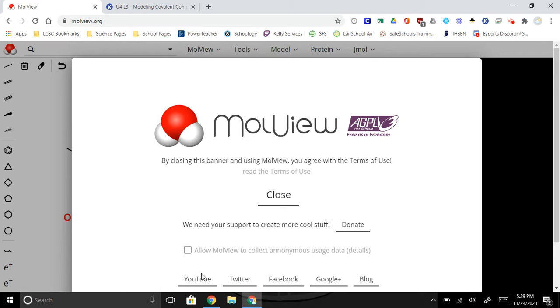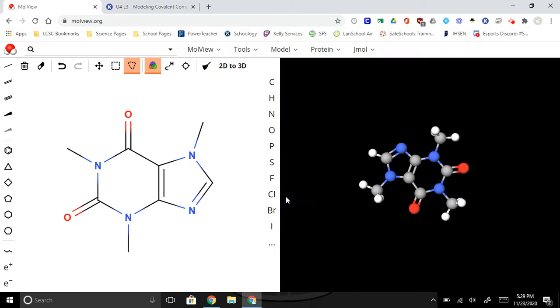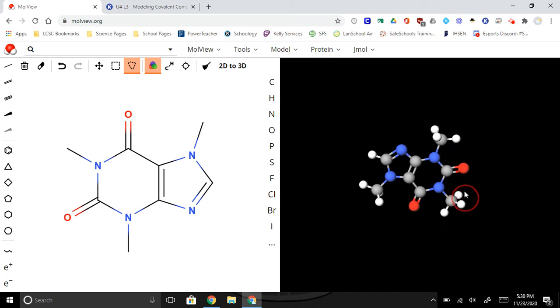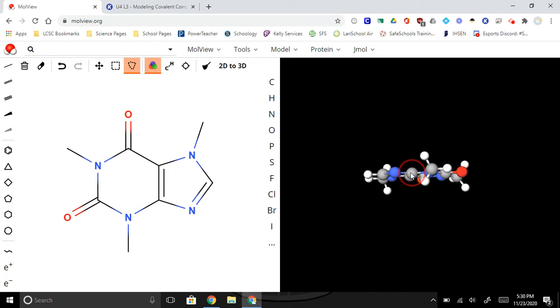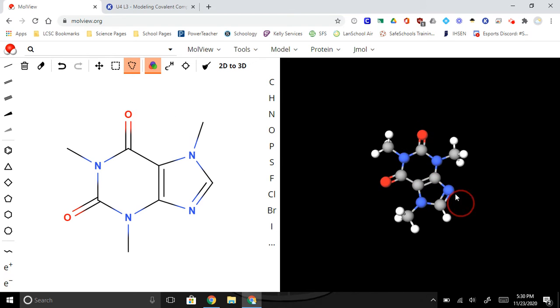Okay, so you'll be greeted with this screen here. It's just asking for donations and things like that. We can just close that for now. Okay, we're greeted with a molecule of caffeine. So on the left side, this is color-coded to match the atoms over on the right. I can click and drag and rotate this and spin it around so I can see this in 3 dimensions. I can see how these white atoms right here, these hydrogen atoms, are sticking out in different spots, which is kind of cool.